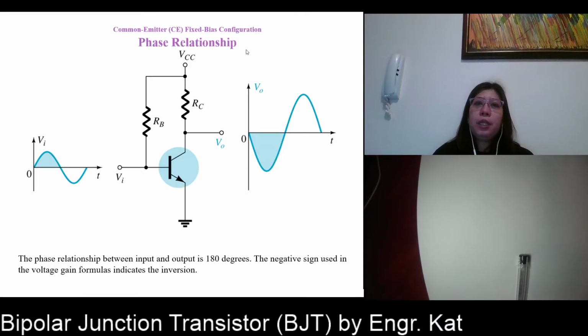So for fixed bias configuration common emitter, the phase relationship between input and output is 180 degrees. So the negative sign used in the voltage gain formula indicates the inversion.